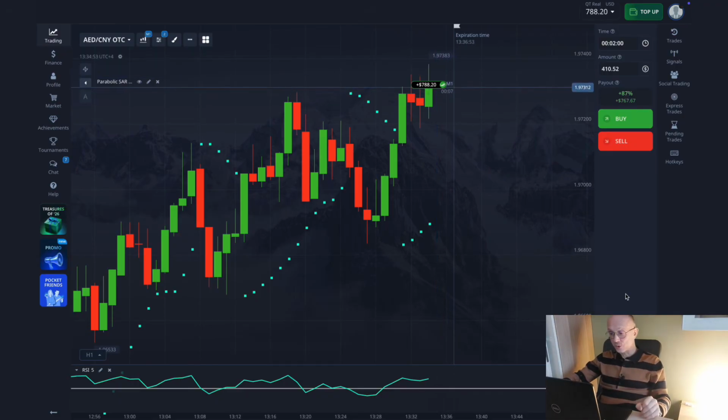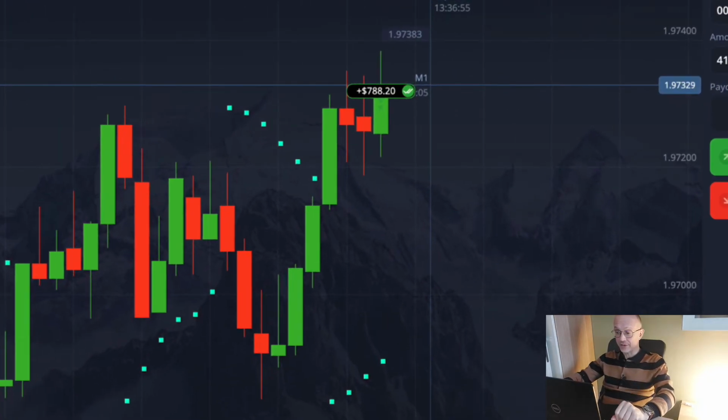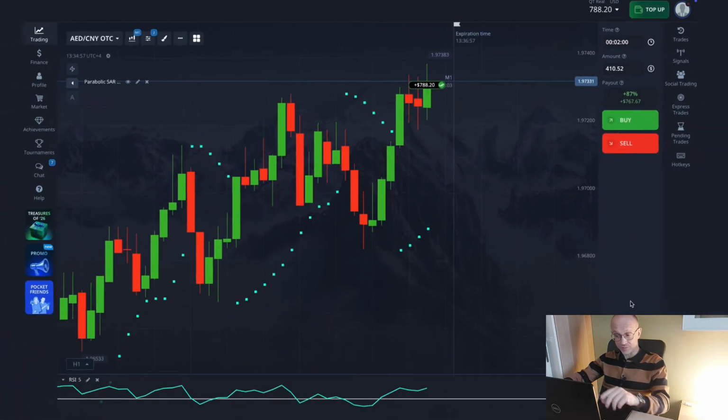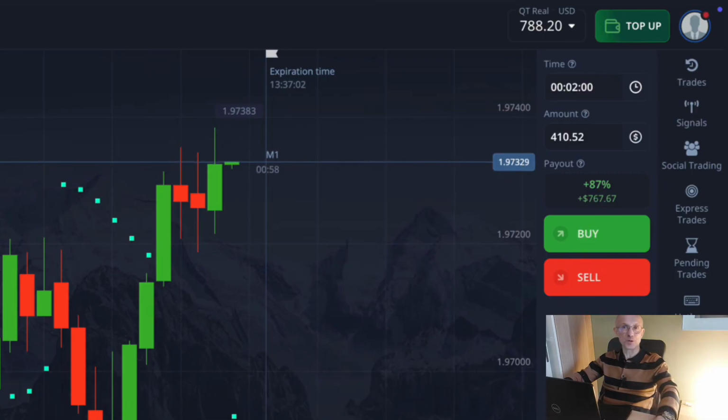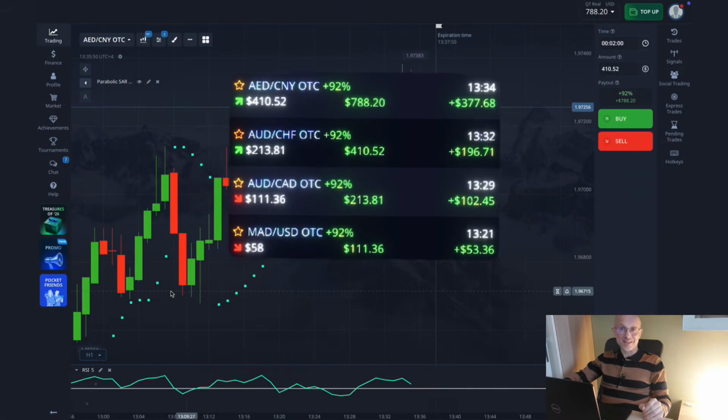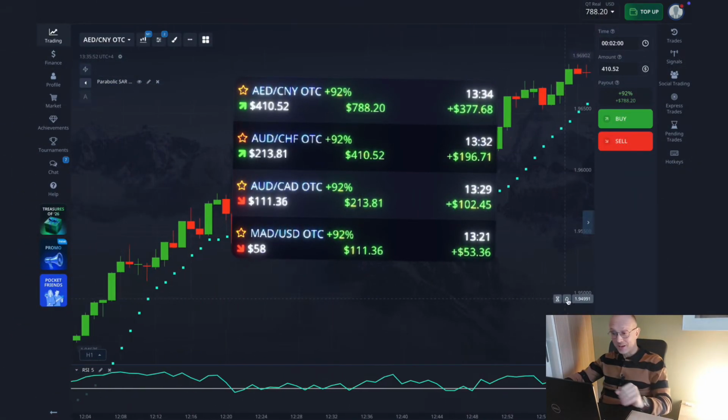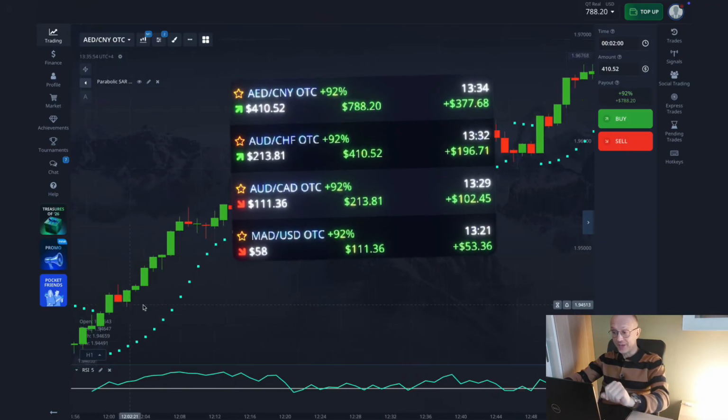A clear conclusion: I've locked in $377 in profit, bringing my balance to $788. So, let's sum up. That was an excellent trading session. My balance has grown steadily from $58 to $788.